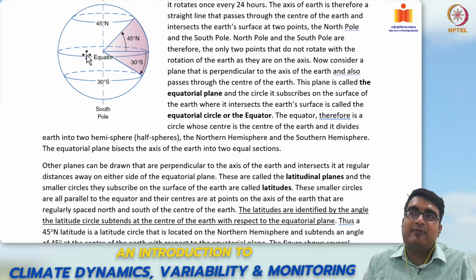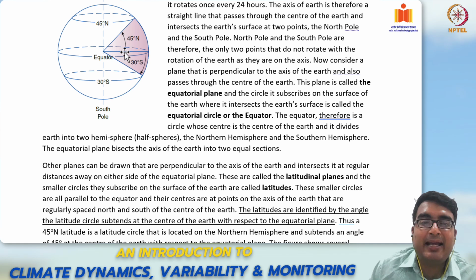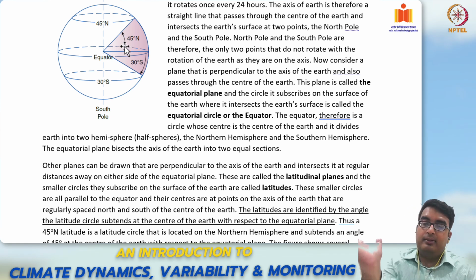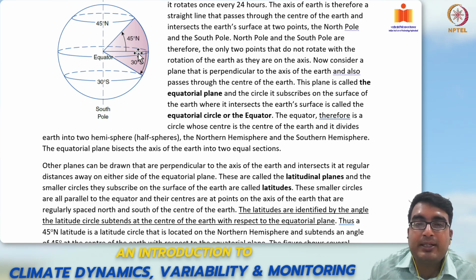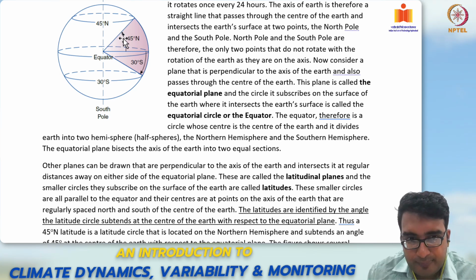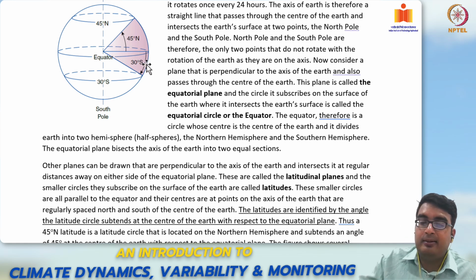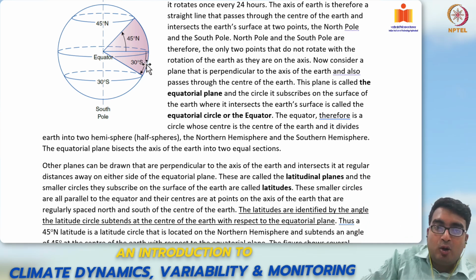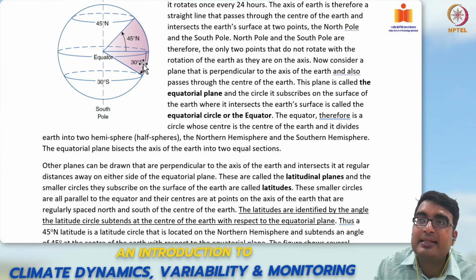And this constant value helps us to define that corresponding latitude. So, here that angle is 45 and the angle is going in the anti-clockwise fashion. So, it is called 45 degree north. Similarly, this angle here is 30 degrees and the angle is going in the clockwise fashion from the equator to the latitude, and so this is 30 degrees south.